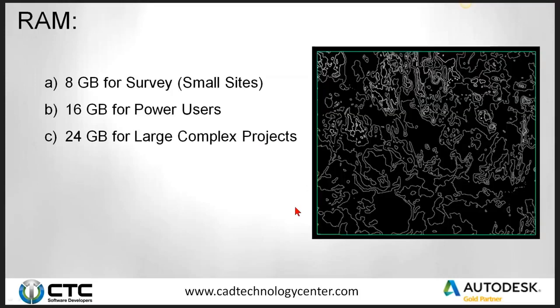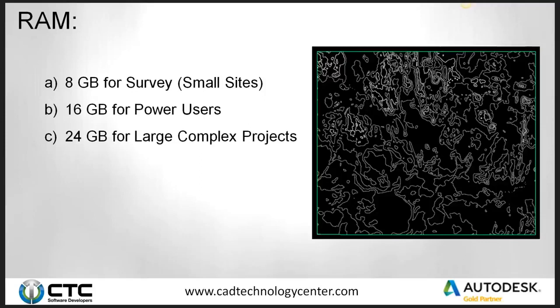So RAM. With Civil 3D, 8 gigs I would recommend as the minimum for Civil. The Autodesk website, I think, actually has it down to 4. They may have upgraded it recently. But 8 gigs, definitely if you're just doing small sites, if you're a surveyor, if you're not doing much design. But 8 gigs. 16 gigs if you use Civil 3D on an everyday basis.